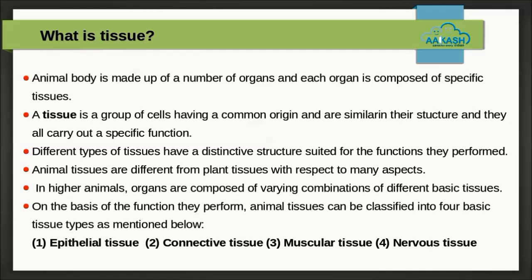Animal tissues are different from plant tissues with respect to many aspects. In higher animals, organs are composed of varying combinations of different basic tissues. On the basis of the function they perform, animal tissues can be classified into four basic types mentioned below: 1. Epithelial, 2. Connective, 3. Muscular, and 4. Nervous tissue.